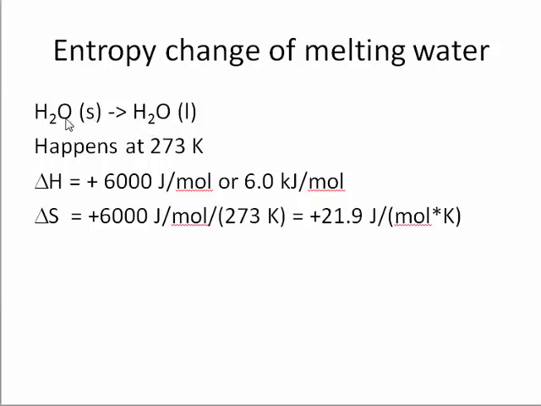Assuming 1 atmosphere, this process happens at 273 Kelvin. Looking at a data table will tell you that the enthalpy for this process, delta H, is 6,000 joules per mole, or 6 kilojoules per mole. As you expect, you have to put heat into ice to melt it. The process is endothermic, positive sign for delta H. Delta S is 6,000 joules per mole divided by 273 Kelvin, or positive 21.9 joules per mole Kelvin.